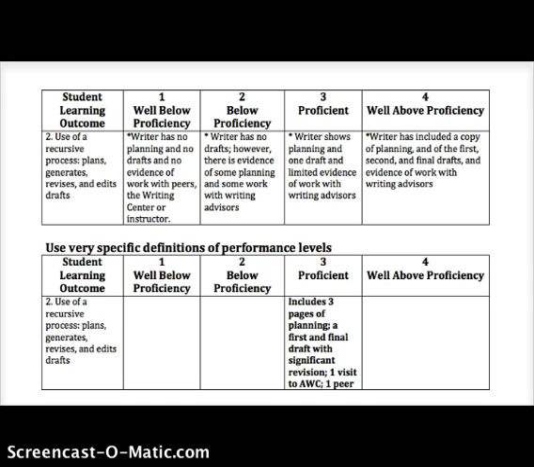Even the criterion about using a recursive process can be made more specific. Here is the general definition of the 4 categories, but in my particular class, I may have told them already, I want at least 3 pages of planning. I want at least 2 drafts, and there better be a significant revision between the 2. I want at least 1 visit to the Writing Center, and I want at least 1 peer review group. So see, what I've done is I've taken this general definition, but I've put in my rubric specifically what I expect from my students.